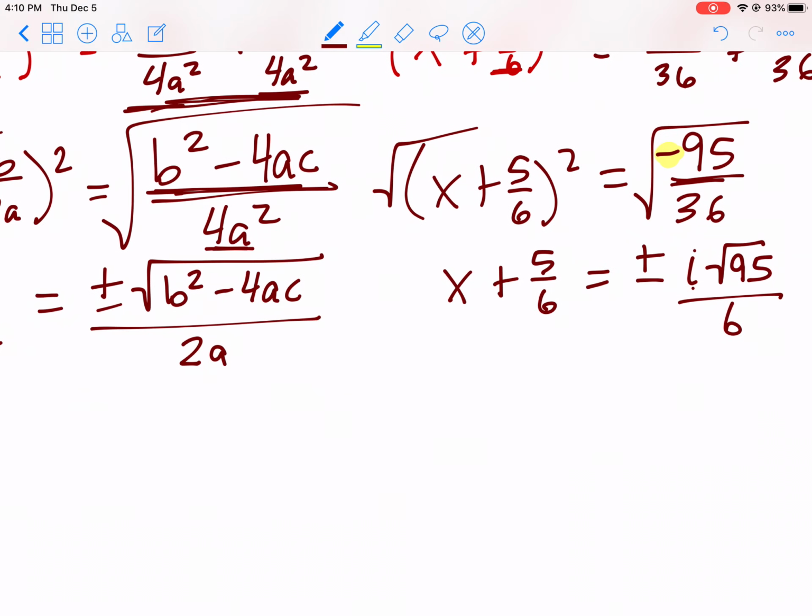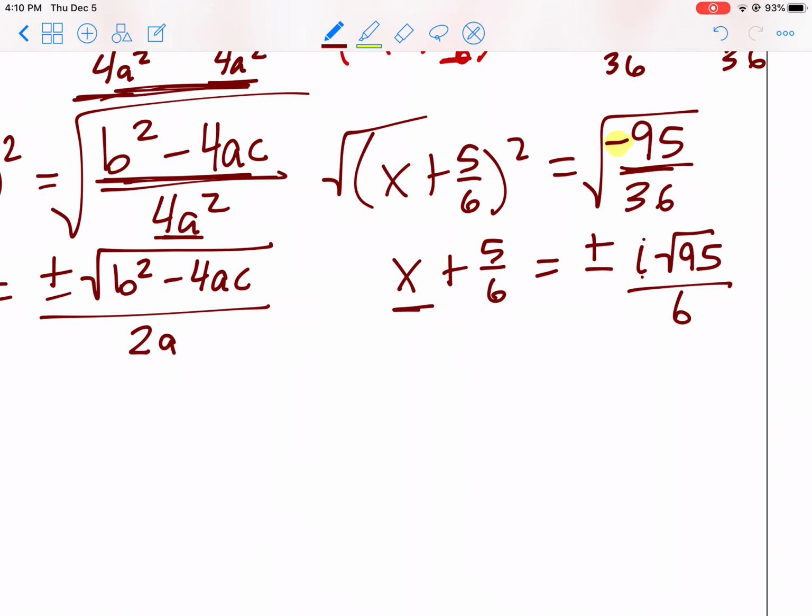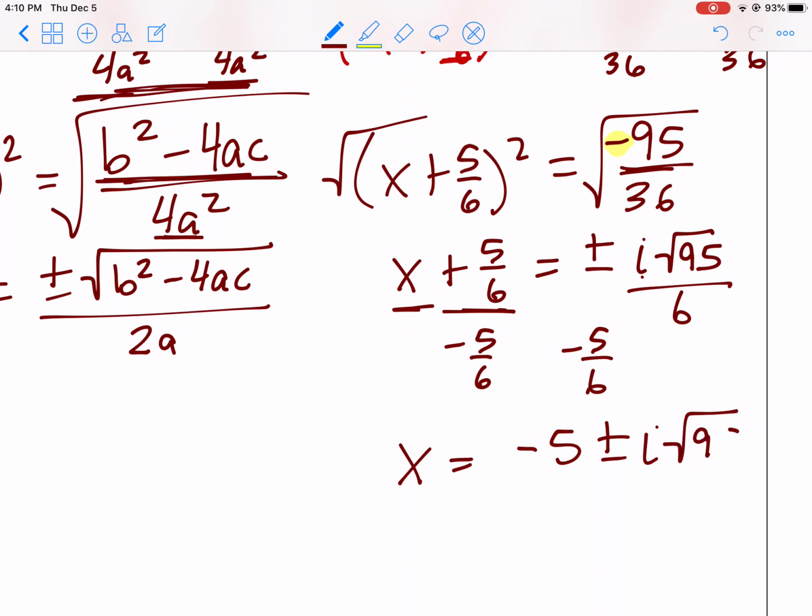Okay, pop back over to our number. To get x alone, we need to subtract 5/6 from both sides. So I'm going to subtract 5/6 here, subtract 5/6 there. Look at this, we have common denominators. So I'm going to put the numerator all together: negative 5 plus or minus i root 95 all over 6.